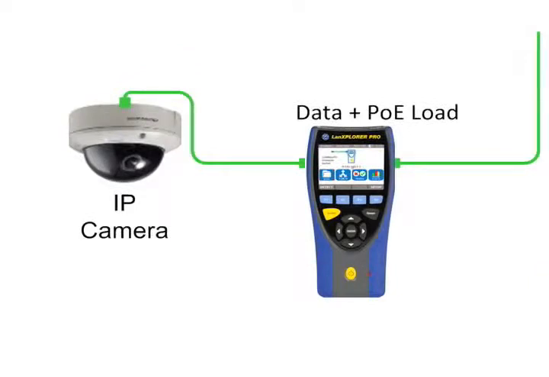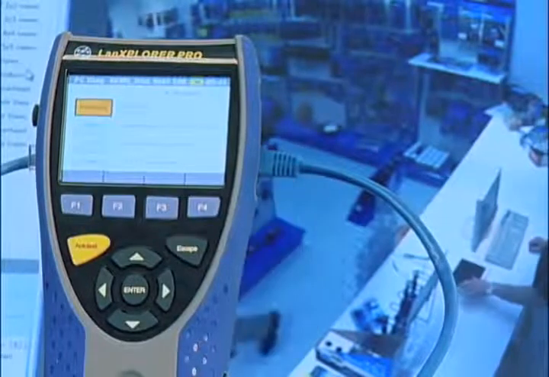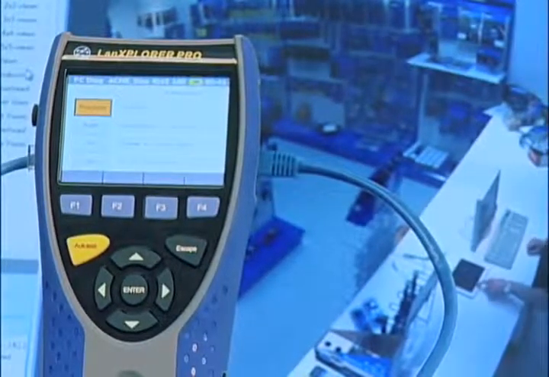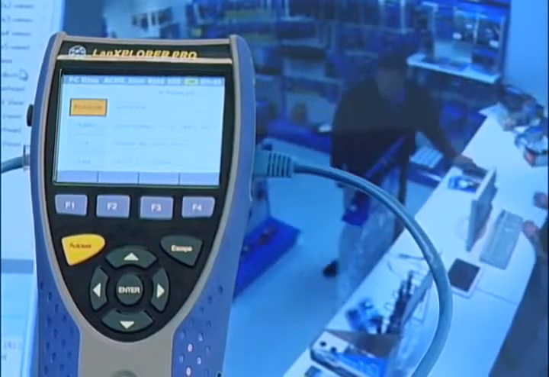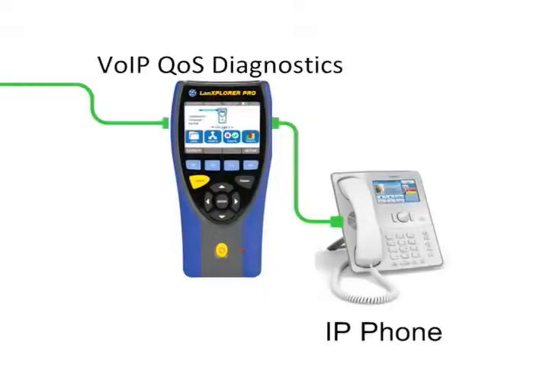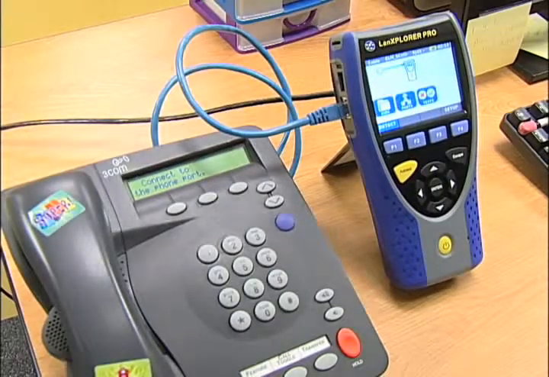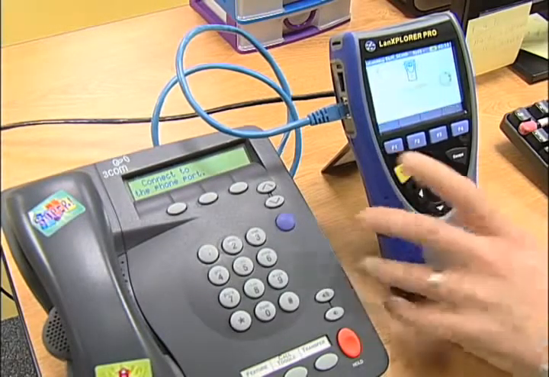When connected between an IP CCTV camera and the network, it will show the real-time bandwidth generated by the camera so that you can see how changing settings such as resolution, frame rate, and video compression impact network performance. Placing it between an IP phone and the network will allow it to perform quality of service tests on calls made to or from that phone.